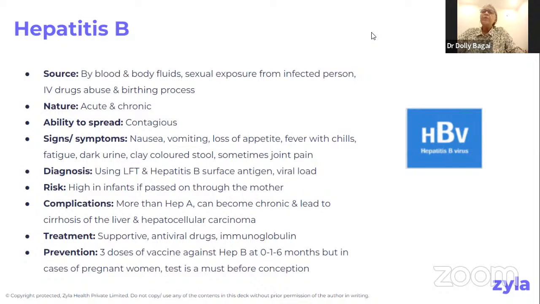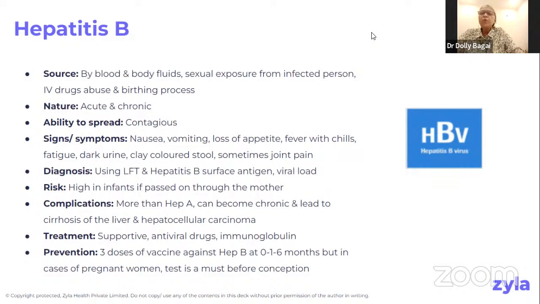As in an HIV patient we get the CD4 count, similarly, in a hepatitis B patient we get a viral load count to see what is the load of the virus in the body and who is at risk for transmission of hepatitis B. It is very, very high in infants. It passes from the mother through the placenta. This virus is notorious because it crosses the placenta.